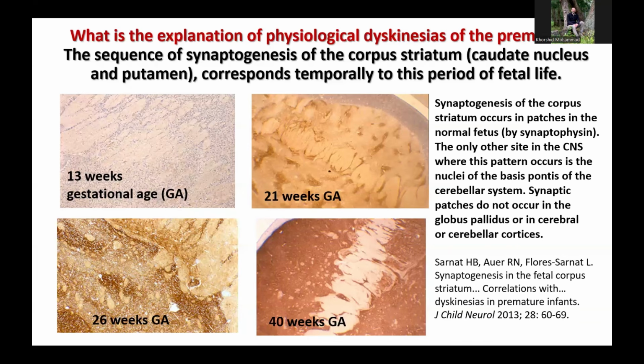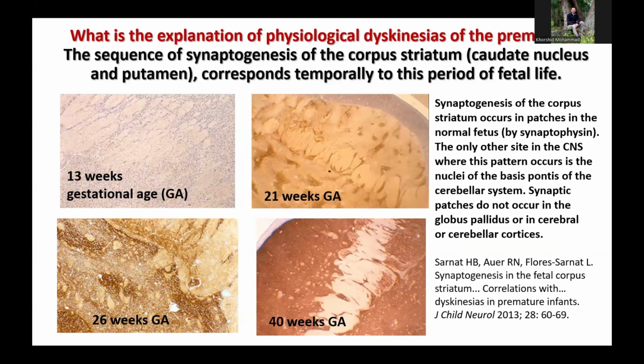But with a synaptophysin stain, which is a glycoprotein that contributes to the synaptic vesicular membrane, regardless of the transmitter inside, we can see that there's this patchy network. And by 26 weeks, we still see this patchiness, but the areas that showed no synapse formation at 21 weeks now show some, but it's not as intense as in the patches. And by 40 weeks gestation, it's uniform throughout.